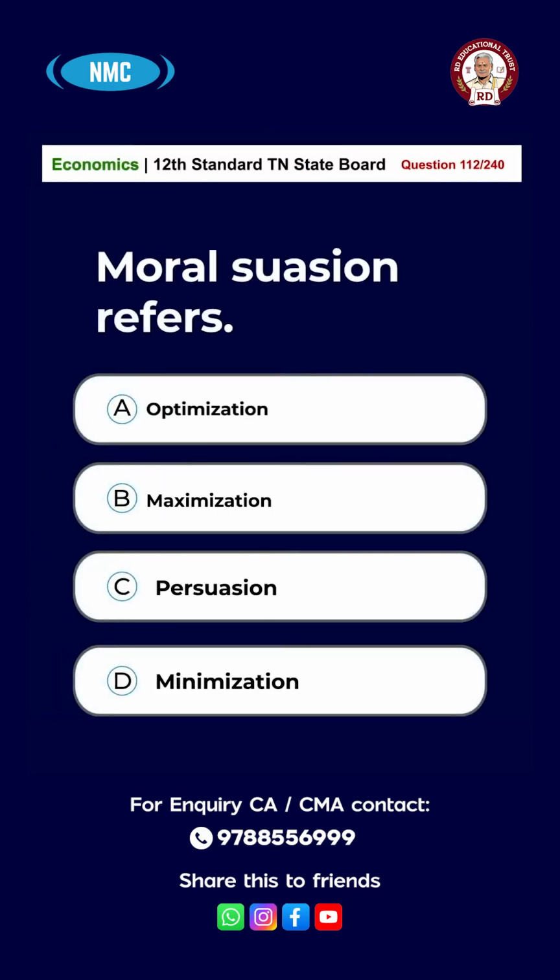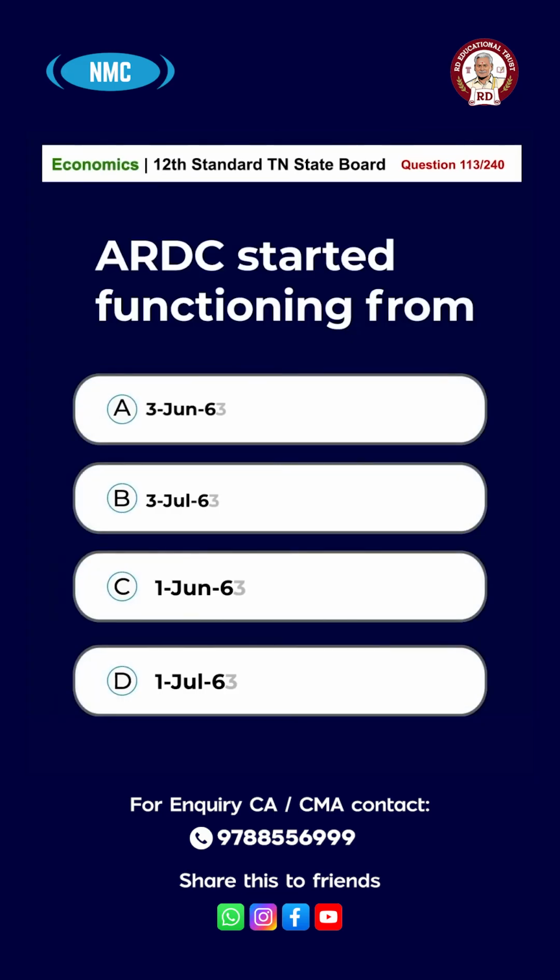Question number 112. Moral suasion refers A. Optimization, B. Maximization, C. Persuasion, D. Minimization. The answer is option C. Persuasion.